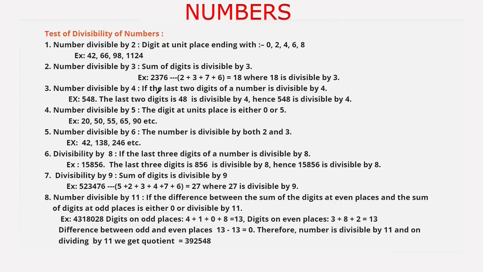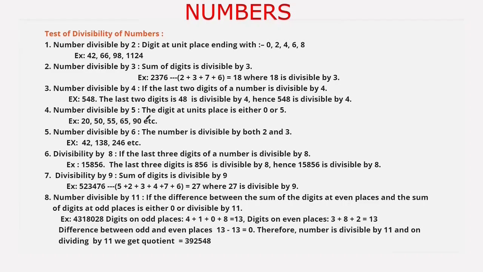Number divisible by 4. If the last two digits of a number are divisible by 4, then the number is divisible by 4. The example is 548. The last two digits, 48, are divisible by 4. If we divide 48 by 4, we get 12. Hence, it is divisible by 4. Therefore, 548 is divisible by 4.